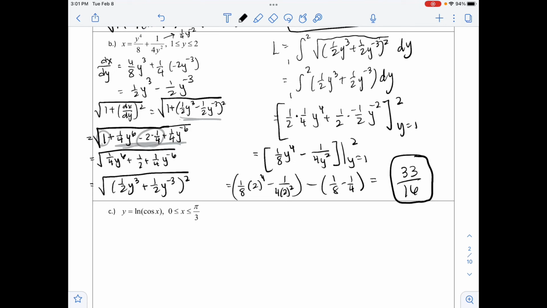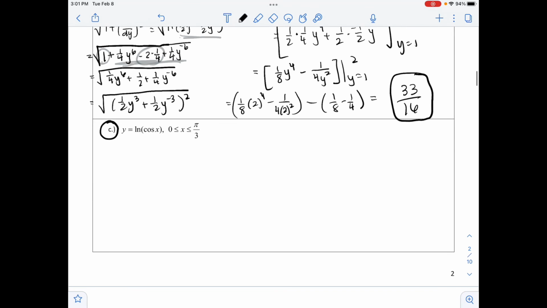So we have two examples here. The first one we were integrating with respect to x. The second one we were integrating with respect to y. So take a second to look at those differences. And then also circle part C, and we're going to complete this one together in class.